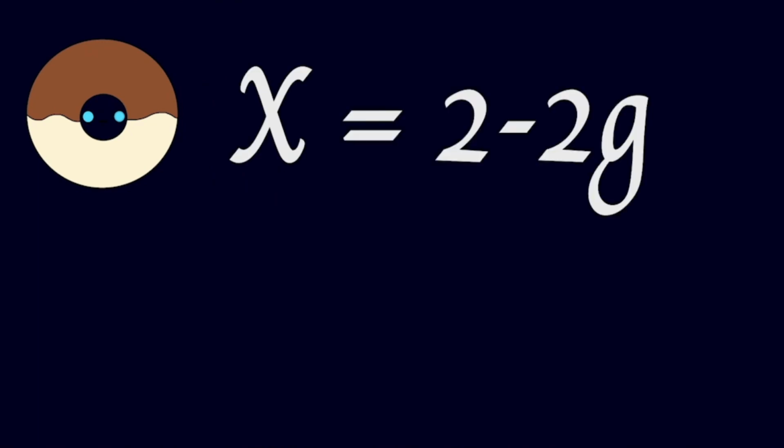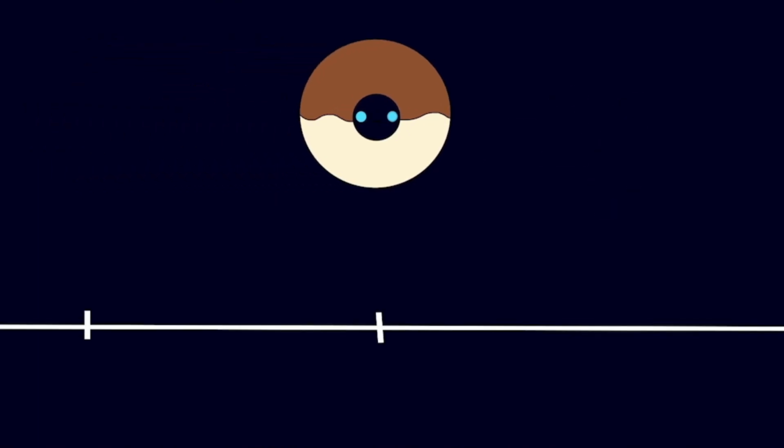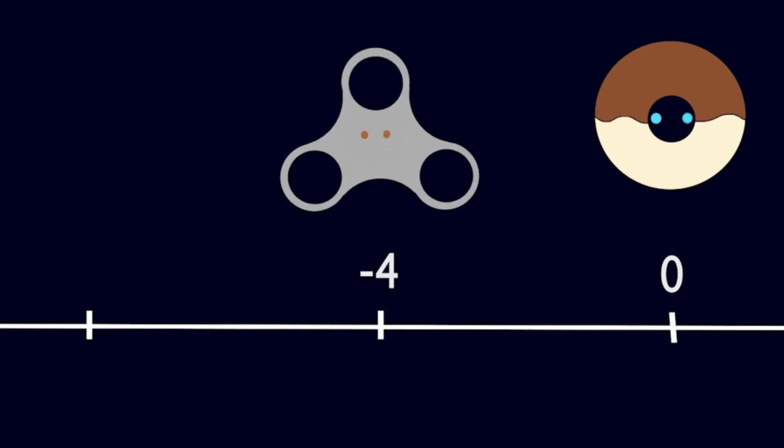Well, we have chi equals 2 minus 2g, where g represents the genus or number of holes in the object. A donut has chi equals 0, and fidget spinners have chi equals -4. So it turns out that almost any surface has an Euler characteristic, and you can calculate it using a similar method as the one before. Divide the surface into triangles, and then apply V minus E plus F. But that's only for 2D surfaces.